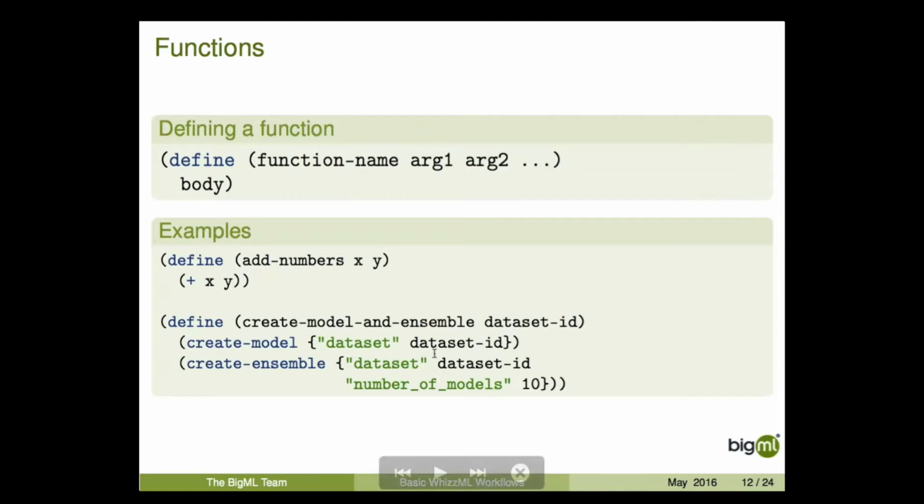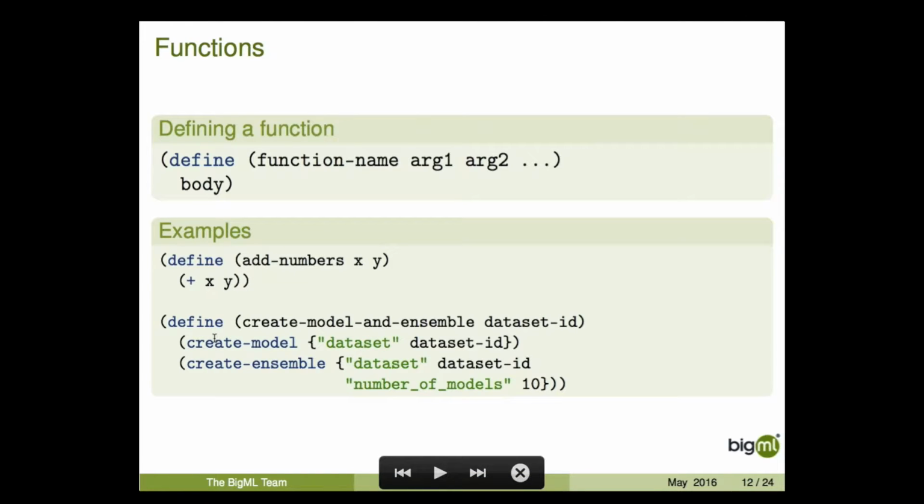Here's another example of a function. In this example, we're using the inbuilt WhizzML functions that will help you create resources on the BigML platform. Here we've got a function called create model and ensemble, and it takes a dataset ID, which is just the end of the URI for the dataset. We'll see more of this in a moment.